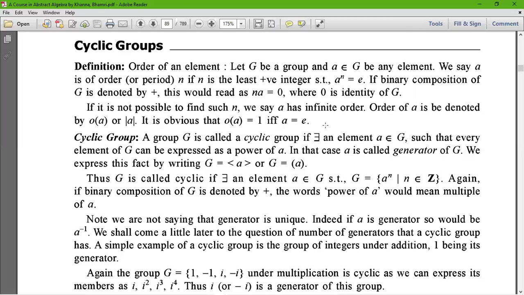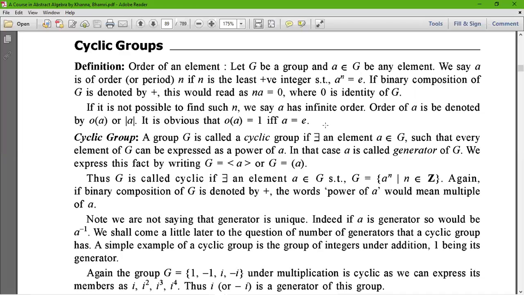Note that we are not saying that the generator is unique. Indeed, if a is a generator, so would be a inverse. We shall come a little later to the question of the number of generators that a cyclic group has.